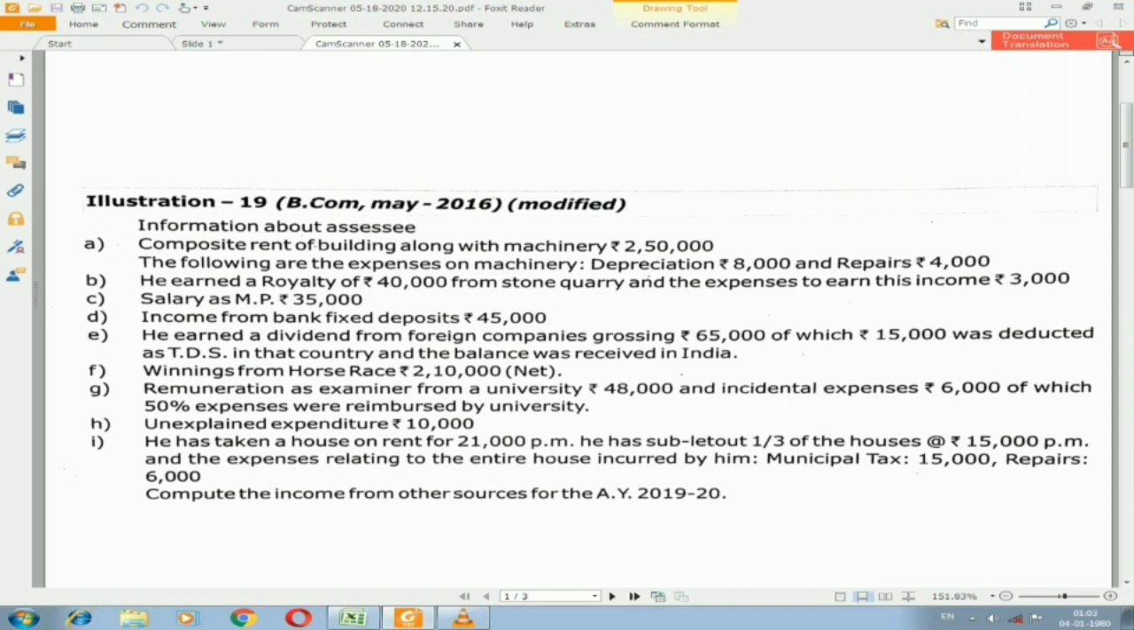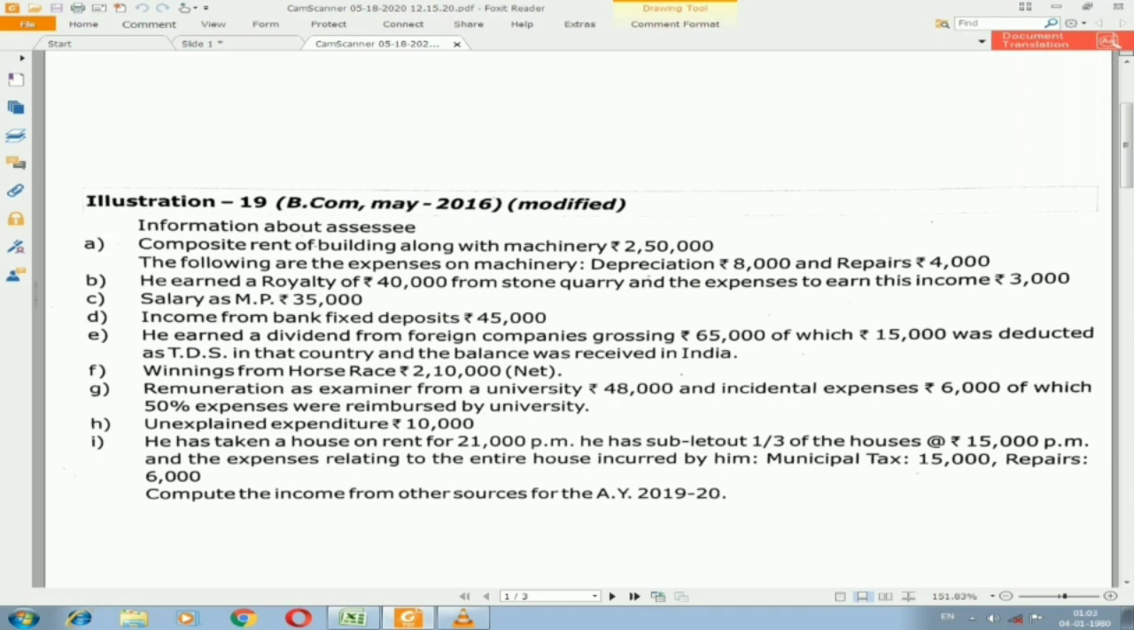He has taken a house on rent at 21,000 per month. He has sublet 1/3 of that house at 15,000 per annum, and the expenses relating to the entire house were incurred by him: municipal tax rupees 15,000, repairs rupees 6,000. Compute the income from other sources for the assessment year 2019-20.